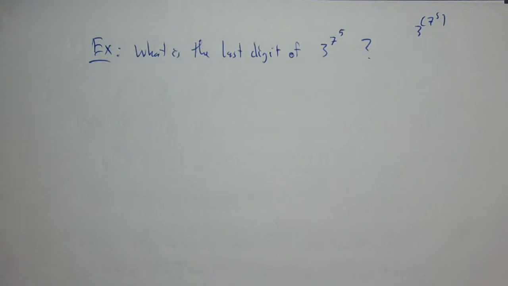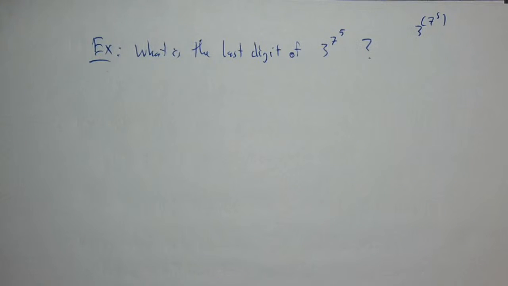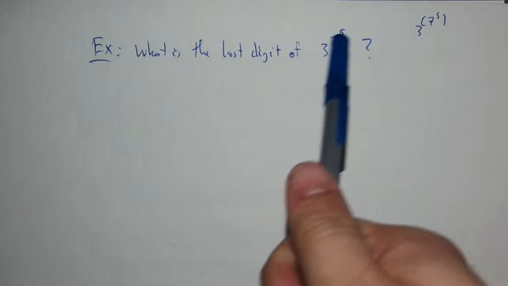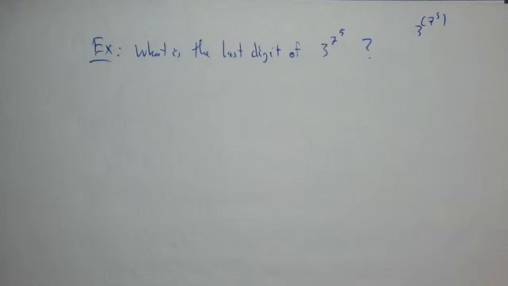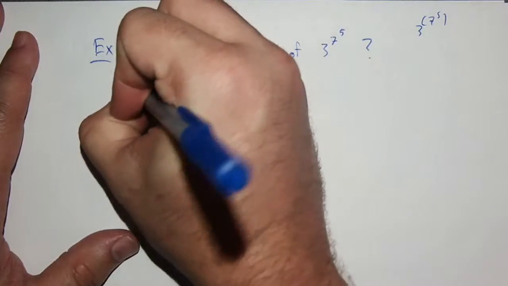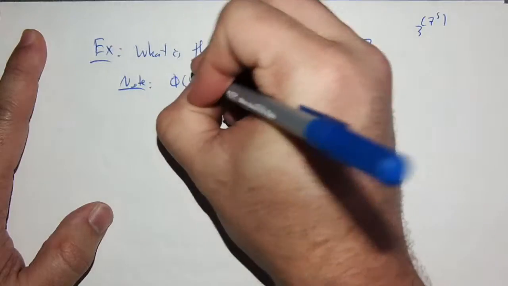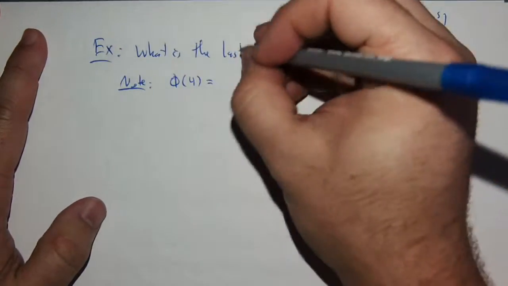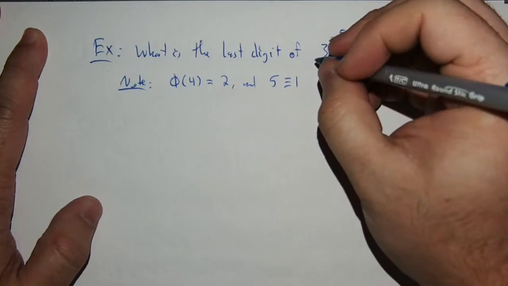Anyway, when I want to compute the last digit of this, of course, this would be a pretty huge number. So how do I deal with this? The idea is I want this 7 to the 5th to be something smaller. I want to reduce the 7 to the 5th somehow. And so the idea is note that phi of 4 is equal to 2, and 5 is congruent to 1 mod 2.